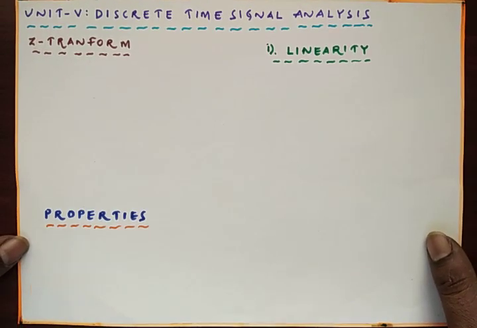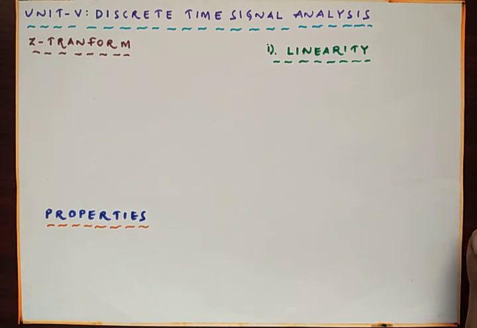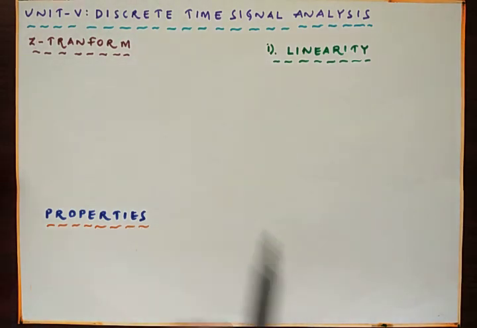It is used to solve the difference equation of a linear time invariant discrete time system. The Z transform is a discrete time counterpart of the Laplace transform, where the Laplace transform is used to analyze the continuous time signals, whereas the Z transform is used to analyze the discrete time signals or the systems. So in the previous class, I gave the standard definition for the Z transform.